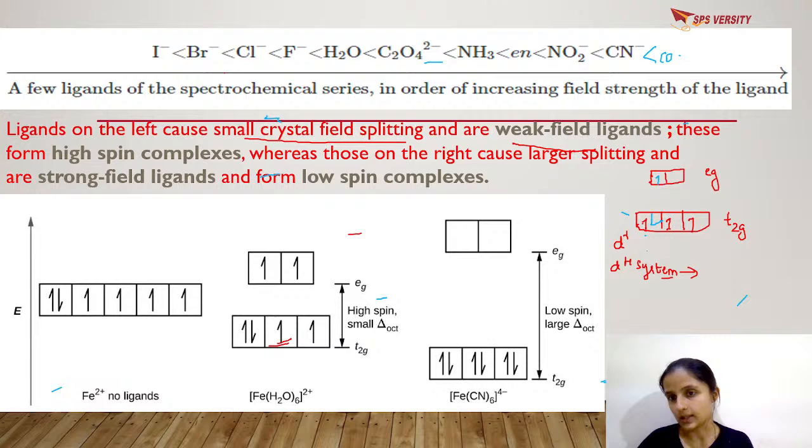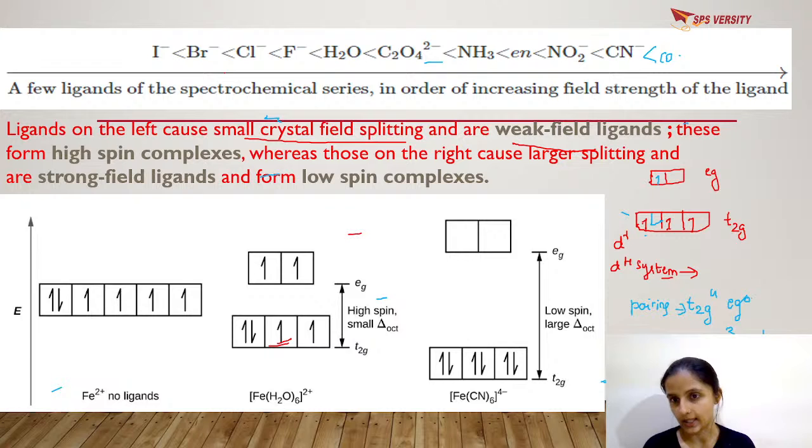So if it pairs over here, that is, if the pairing is going to happen, then what configuration do you get? T2G4 EG0. If it jumps to the next level, that is, no pairing, then what configuration do you have? T2G3, 3 electrons, and EG1. Now, according to this, how do you decide whether the electron is going to stay there or go? So there comes the weak and the strong field ligands.